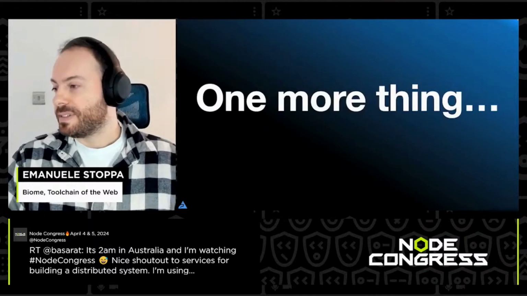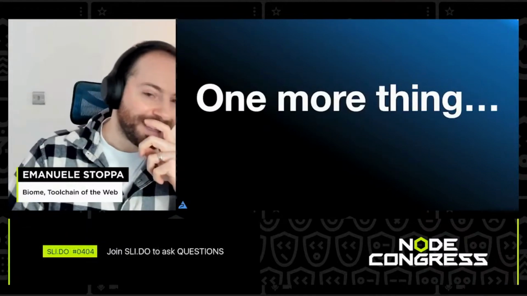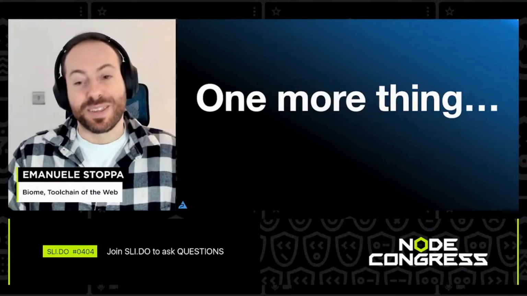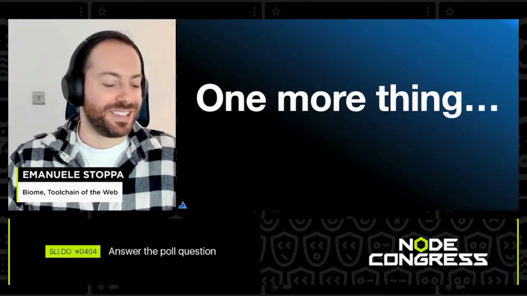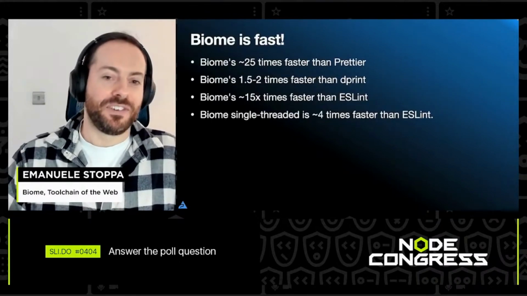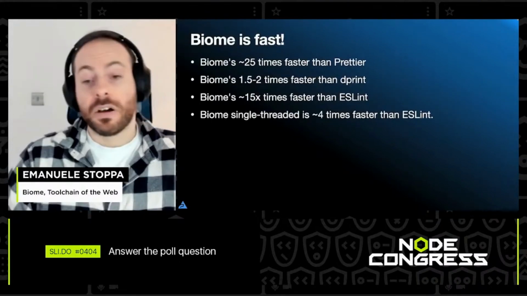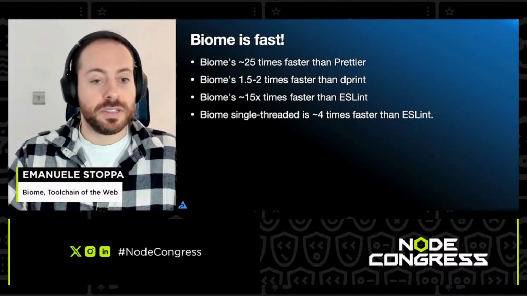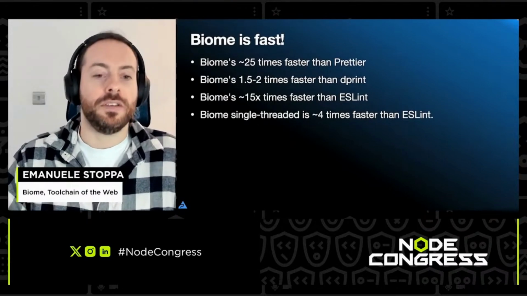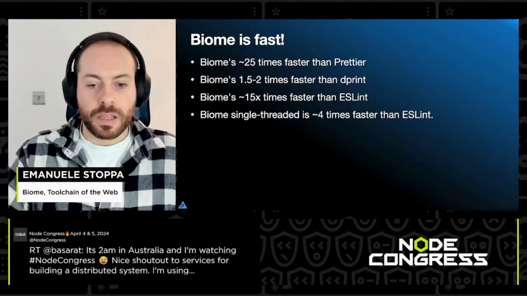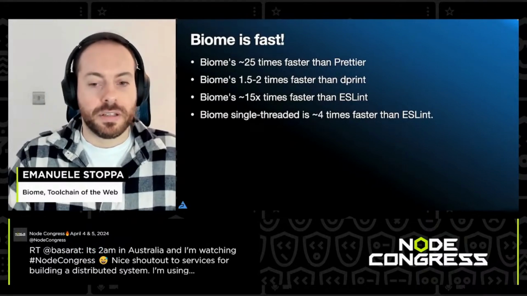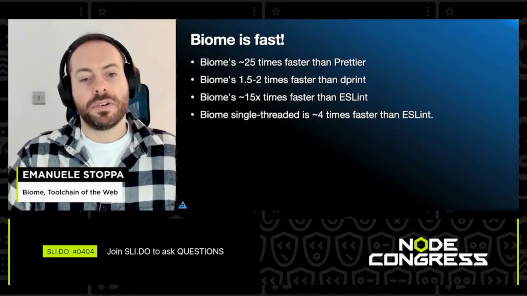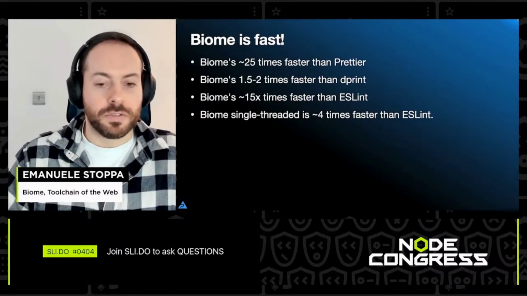So that's it for Biome. Actually, no, there's one more thing. That's the most important thing that I haven't mentioned, but no, I haven't forgotten. So Biome is freaking fast. So other than offering new features and diagnostics and all these kind of things, it is actually really, really fast. So it's up to 5 times faster than ESLint on a single thread, and is faster than Prettier and dprint in orders of magnitude.